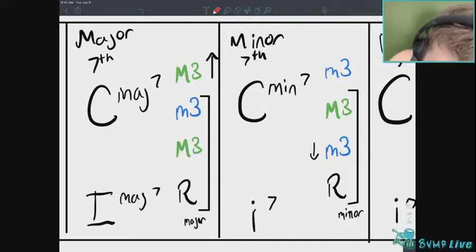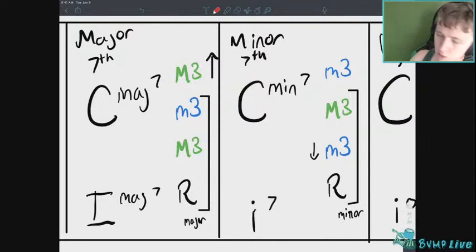Anyways, we have the minor 7th. So 2 ways to write this out. Well, the intervals. What are the intervals? What is the structure of the chord?